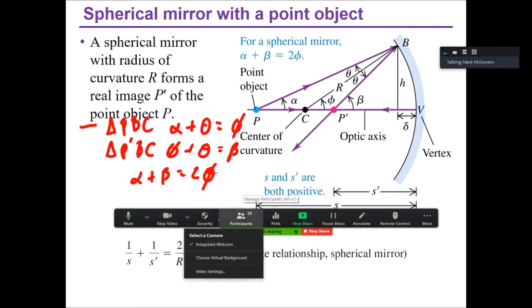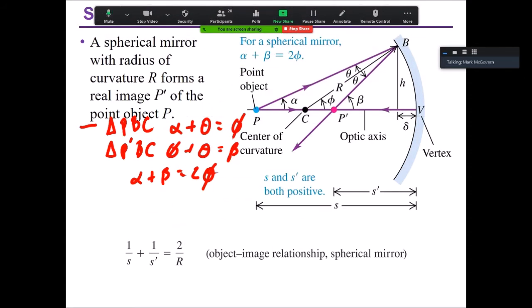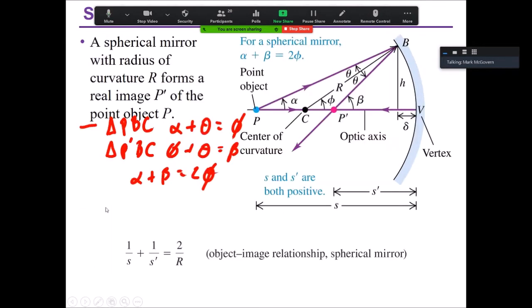Great. Now, this is what I was talking about in terms of an approximation. If you look here, the tangent of alpha is approximately h divided by s. S is this distance down here, from the point of interest, our object, to the plane mirror right here.